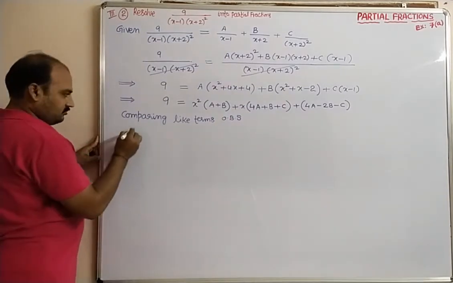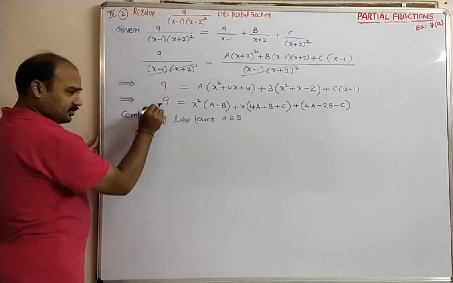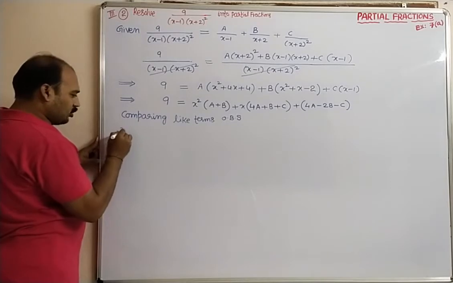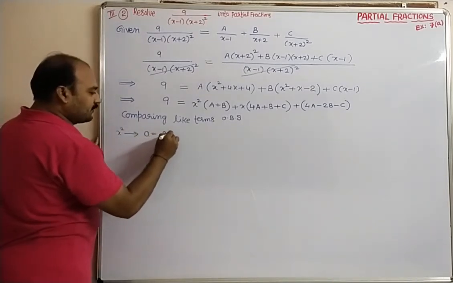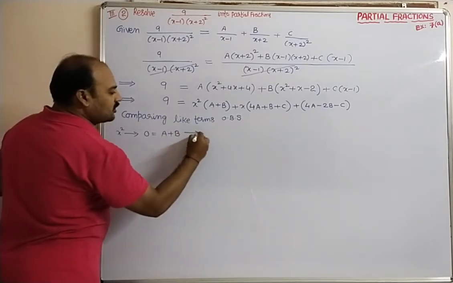So here, the x square term is not there. So first, x square coefficients we are comparing: 0 equal to a plus b. You put that as equation number 1.